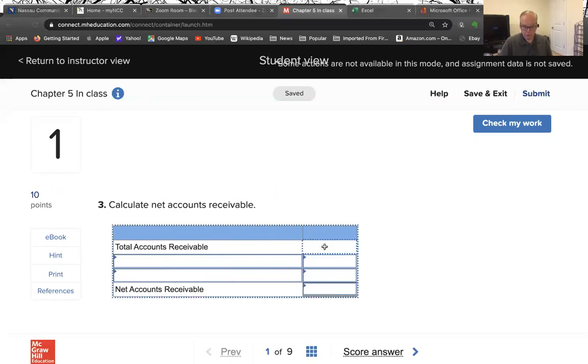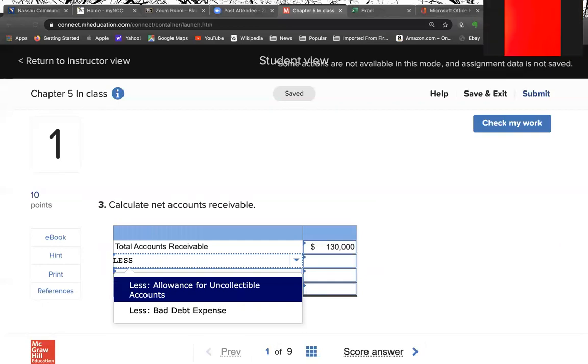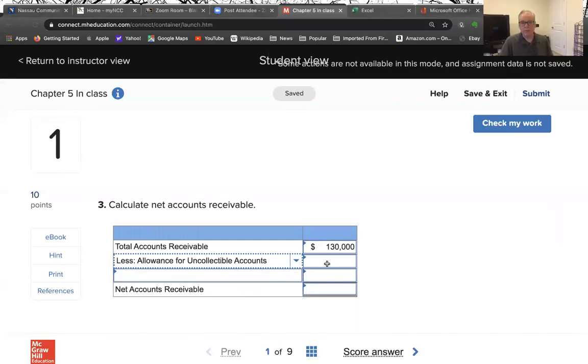Total accounts receivable was 130. All right. Now, let's see if they want you to say less. Less allowance for uncollectible accounts. That was 26,000, wasn't it? So what's 130 minus 26? 104.